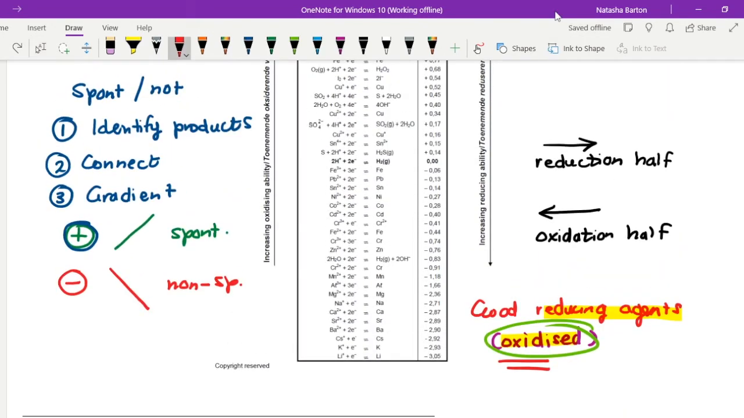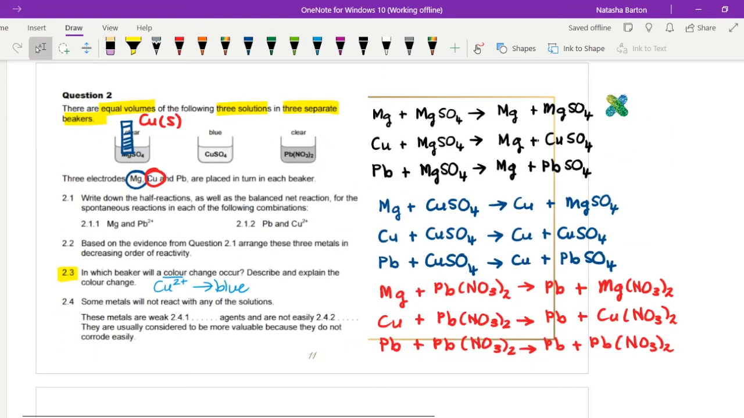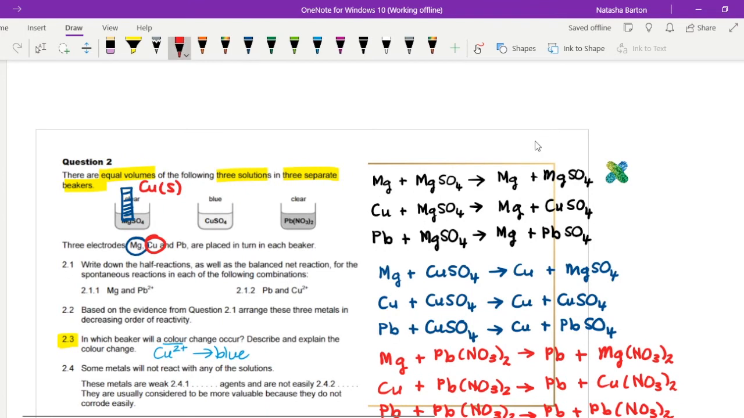So I want to go back up to this table. Here's my copper and here's my magnesium. What we are saying is our copper solid is going to form copper ions, so that's the product, and our magnesium ions are going to form magnesium solid. That is what we're saying is going to happen. So our two products are copper ions and magnesium solid. Look, copper ions and magnesium solid. Those are our two products.